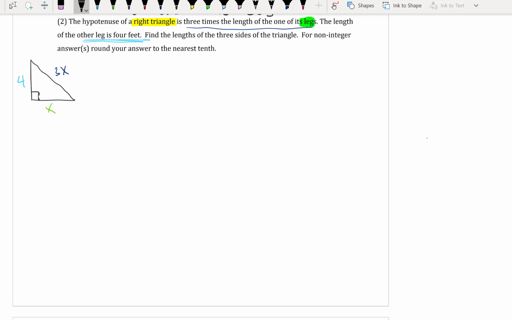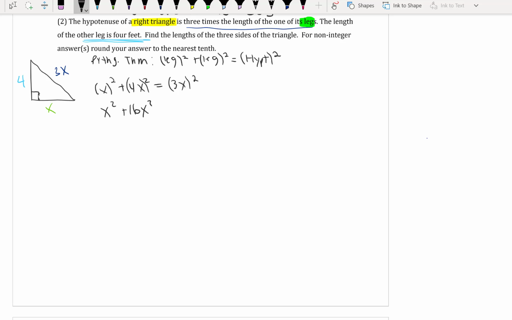Well, I know here that I'm going to have the Pythagorean Theorem, which tells me leg squared plus leg squared is equal to my hypotenuse squared. So this tells me x squared plus 4x squared is equal to my 3x squared. So now I'm going to have an x squared plus a 16x squared.